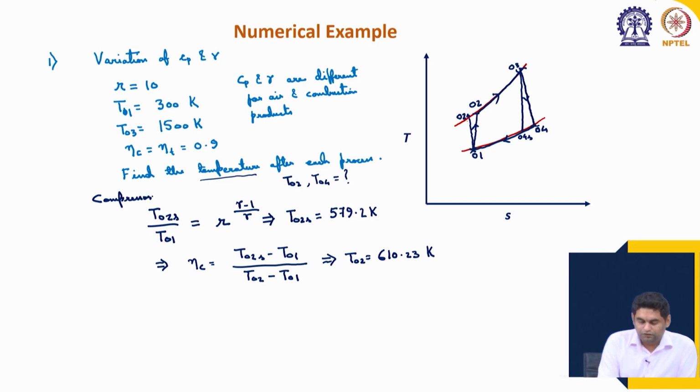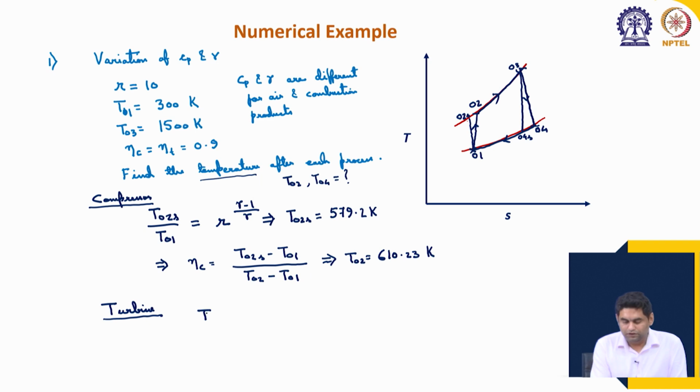Now, for the turbine, we will follow the same procedure, but take different values of Cp and gamma. So, for the turbine, T03 by T04S is equal to R to the power gamma of gas. So, gamma g is gamma of gas, which is 1.333, minus 1 by gamma g.